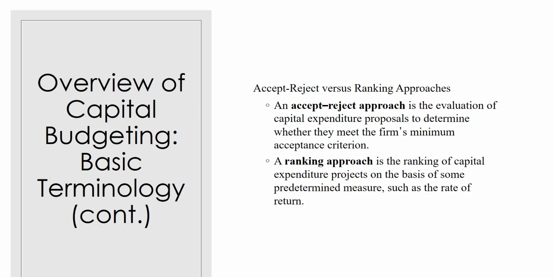So we can take different approaches to evaluating projects. We can have an accept-reject approach. This is where we evaluate our proposals to determine whether or not they meet the firm's minimum acceptance criteria. And if they do, then we automatically accept or reject the project. We don't have to evaluate all the projects and then make the decision. We just accept every single one that meets minimum criteria. Now, this usually is something that you can only employ if you have independent projects and you have unlimited capital.